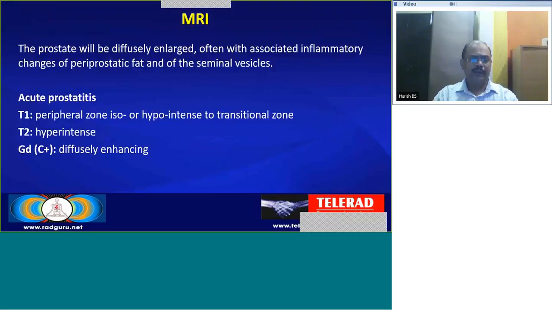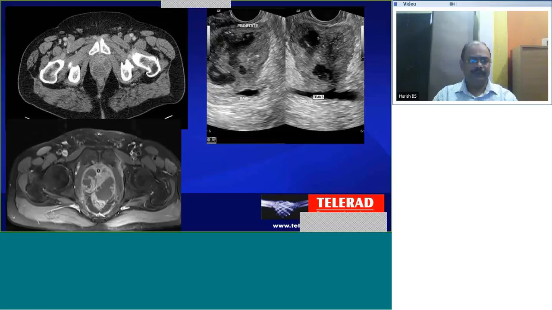MRI again basically demonstrates a diffuse enlargement of the gland, and there may be associated inflammatory changes in the periprostatic fat and seminal vesicles, and there is diffuse enhancement of the gland on post-contrast images.